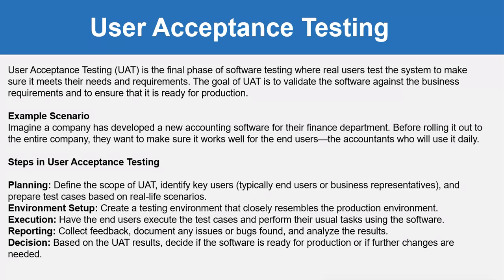Then reporting means collect feedback, document any issues or bugs found, and analyze the results. And then based on the UAT results, decide if the software is ready for production or if further changes are needed. So it depends on the successful completion of the UAT.